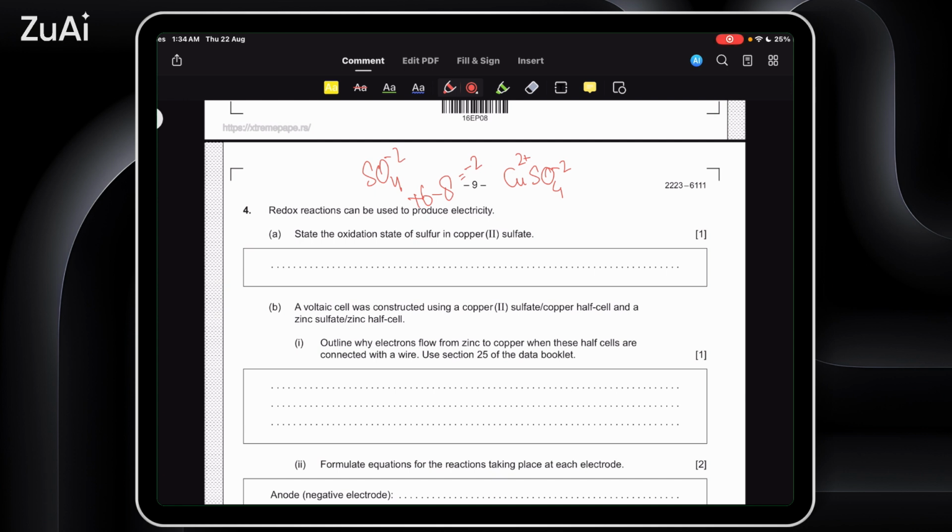So sulfate, oxygen is minus 8 there, resultant is equal to minus 2. So sulfur has plus 6 charge, or plus 6 oxidation state.